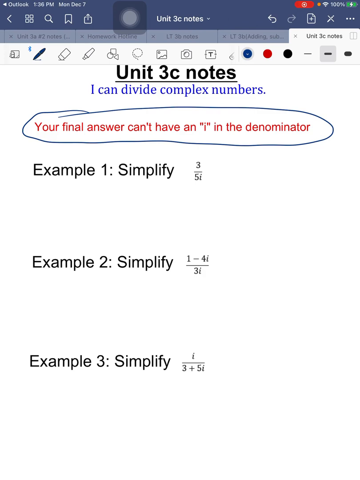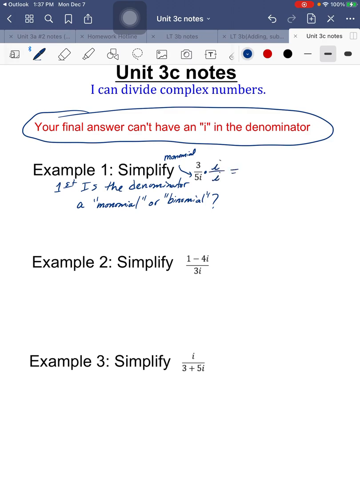So to look at example 1, first look at the denominator. Is the denominator a monomial, so one term, or a binomial, two terms? Well, in this case, the denominator is a monomial. With monomials with imaginaries, all you have to multiply by is i.